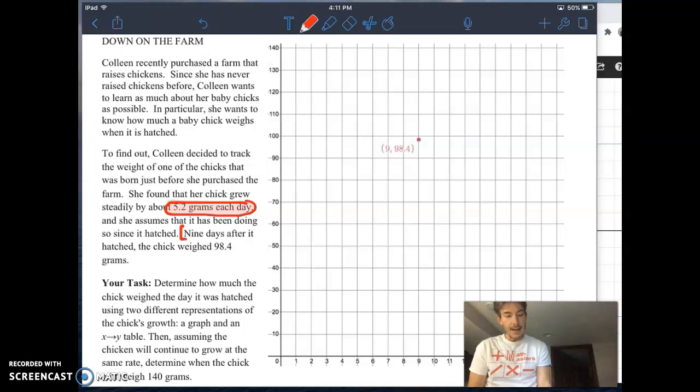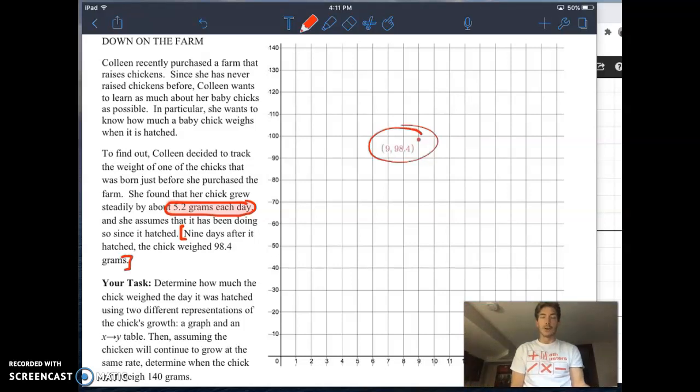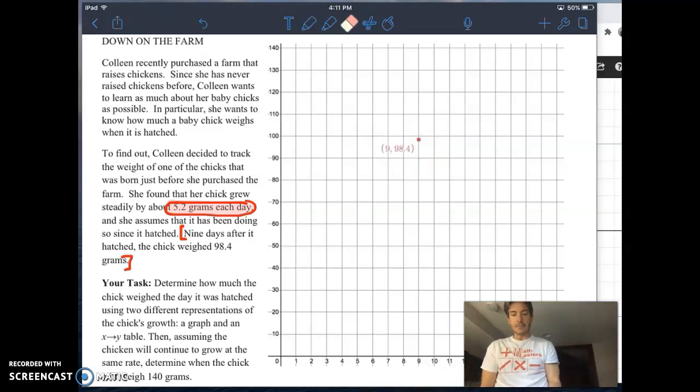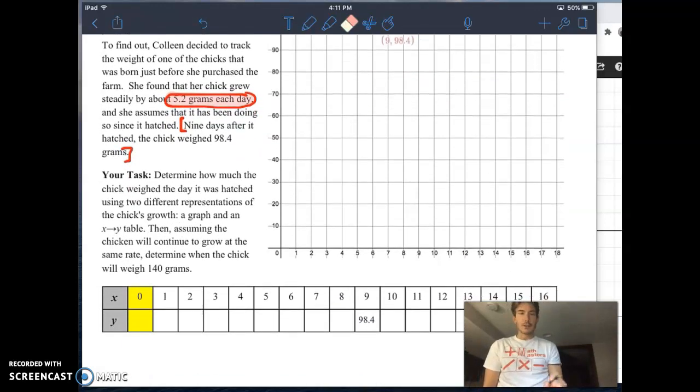So I've taken that little tidbit of info and I've graphed it right here on just a coordinate plane. I took 9 days, I let X be my time, I let Y be my weight. 9 days later, 98.4 grams. Okay, now here's our job.